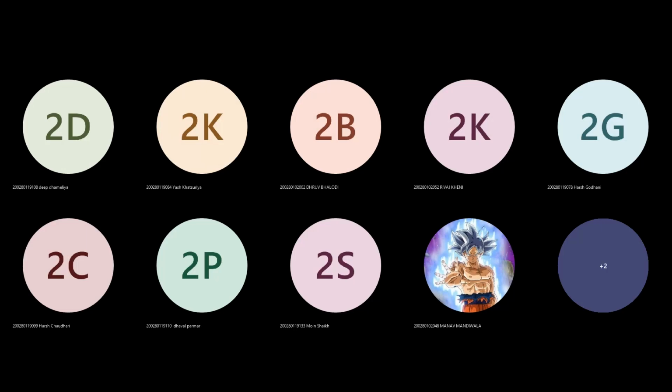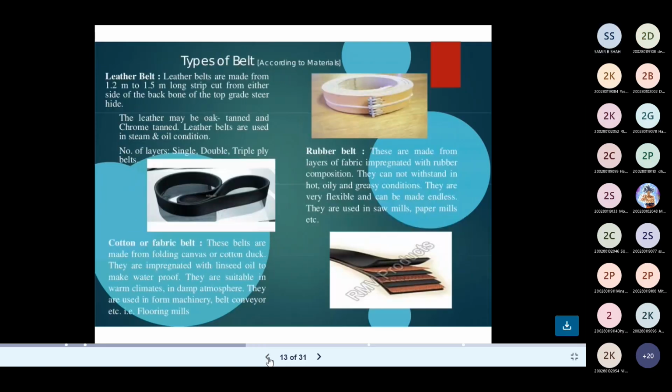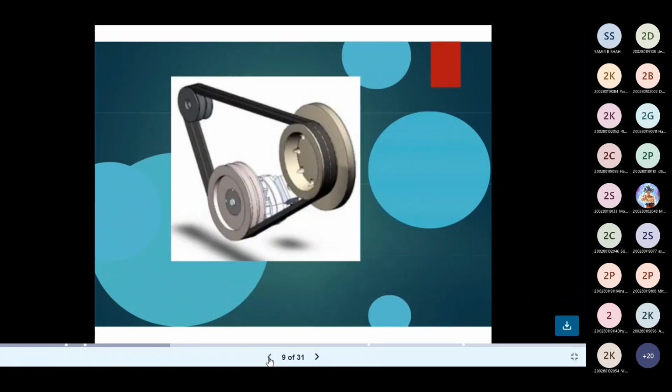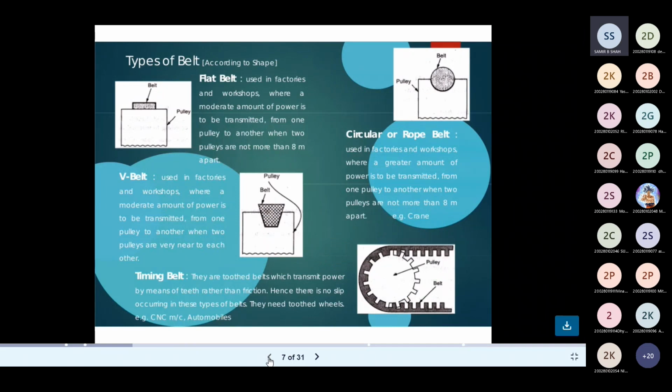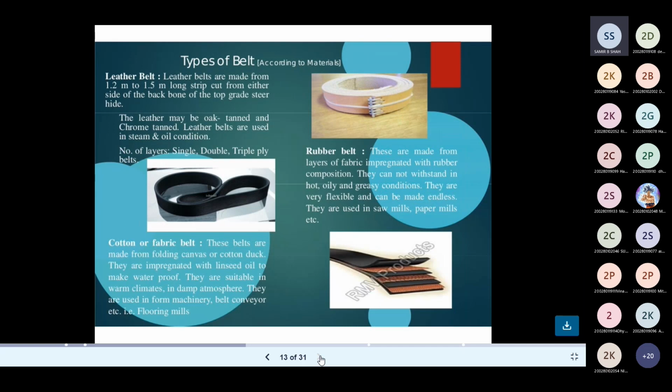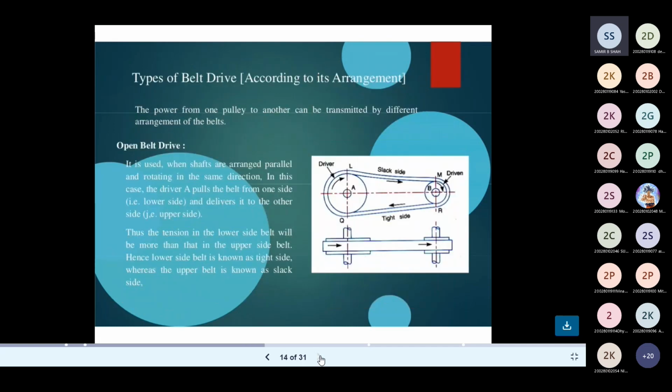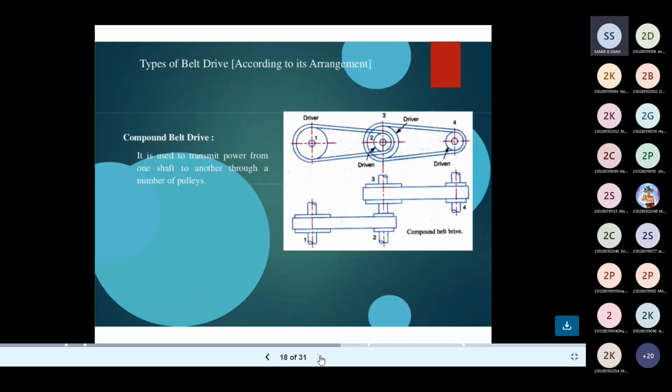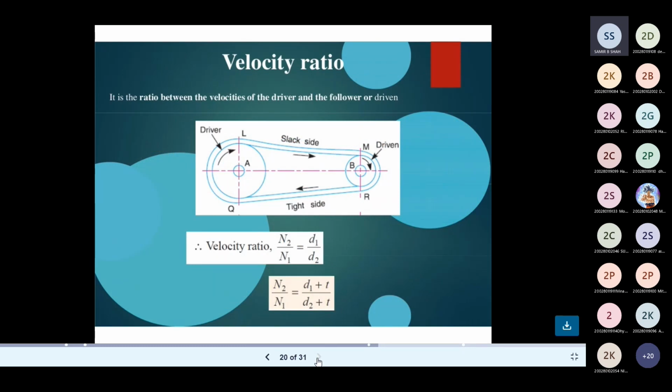What we are trying to cover: in the previous lecture we started the basics about the belt drive, the advantages of the belt drive, the disadvantages of the belt drive, then the factors which affect the power transmission while we use the belt drive, the different kinds of material which are used in belt drive, types of belt, after that types of belt drive, and comparison between flat belt and V belt.